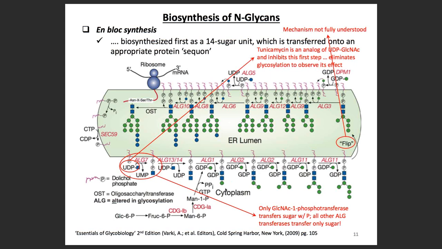So if, for example, you wanted to eliminate glycosylation of a protein, you could actually use a small molecule, tunicamycin, which is an analog of UDP-N-acetylglucosamine, which inhibits the first step. So this step could be inhibited, and then the protein would not really be glycosylated at all.